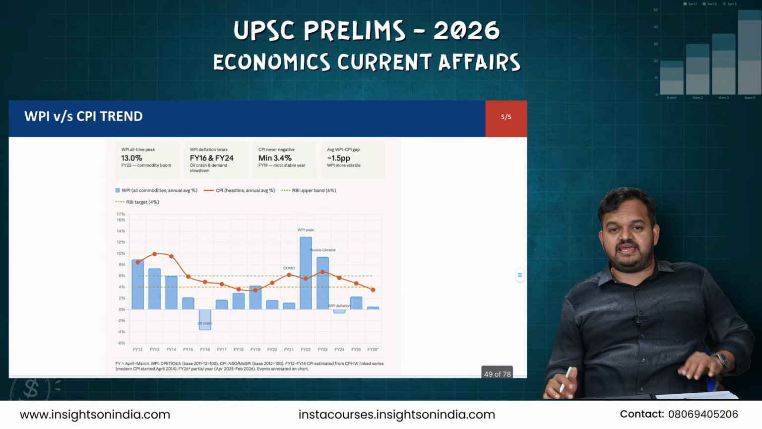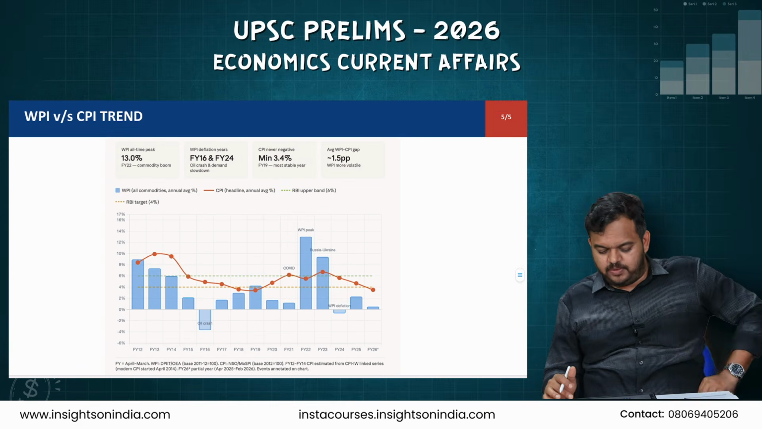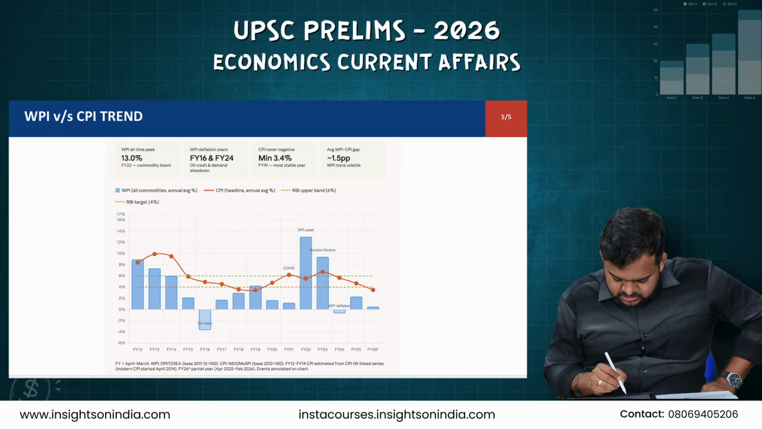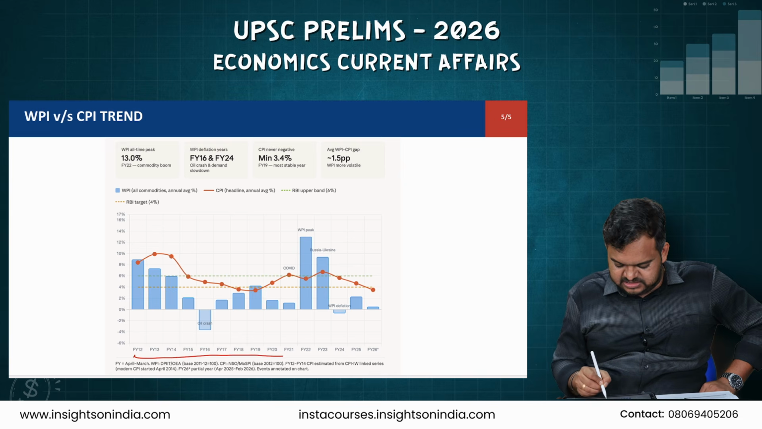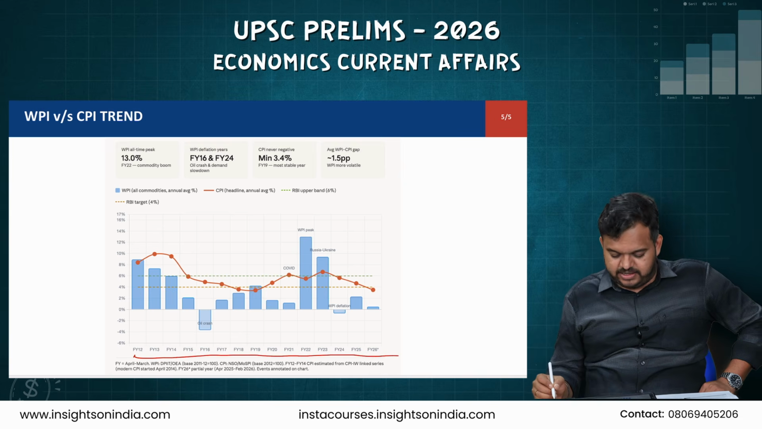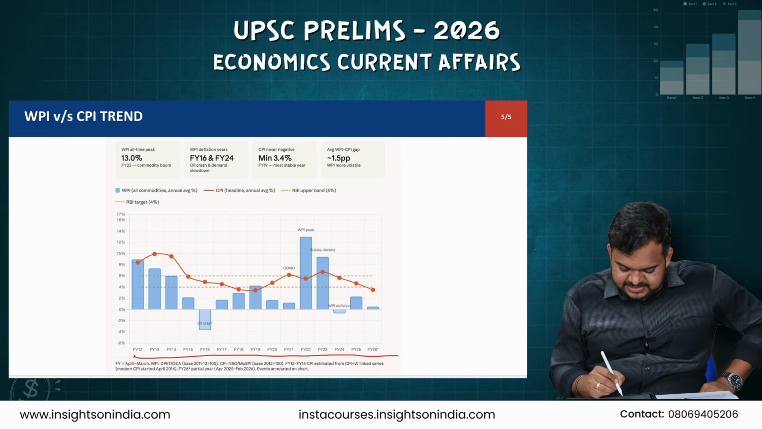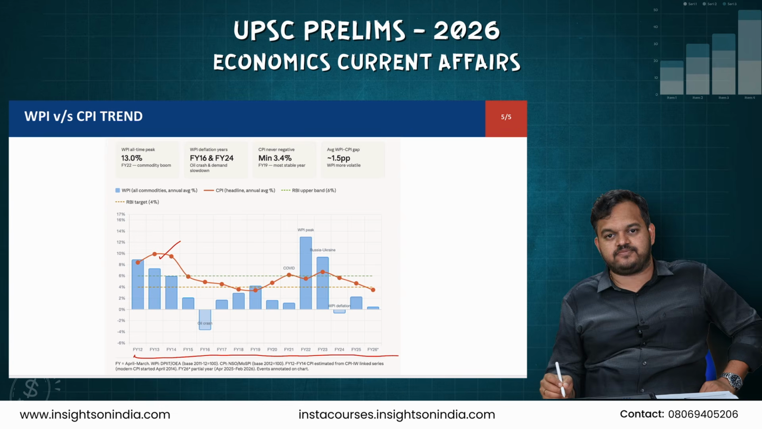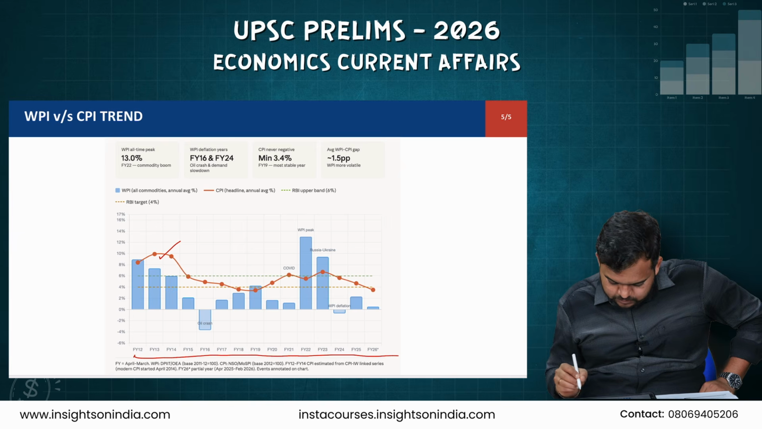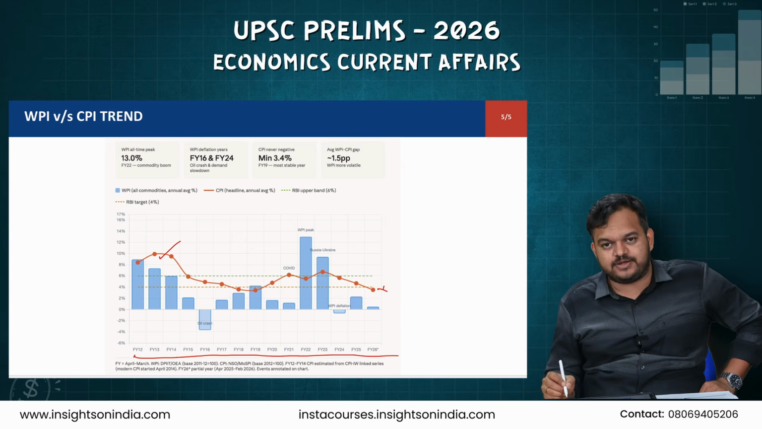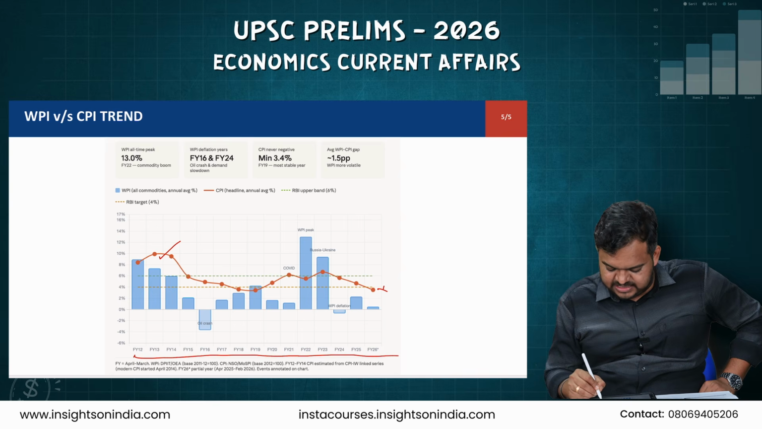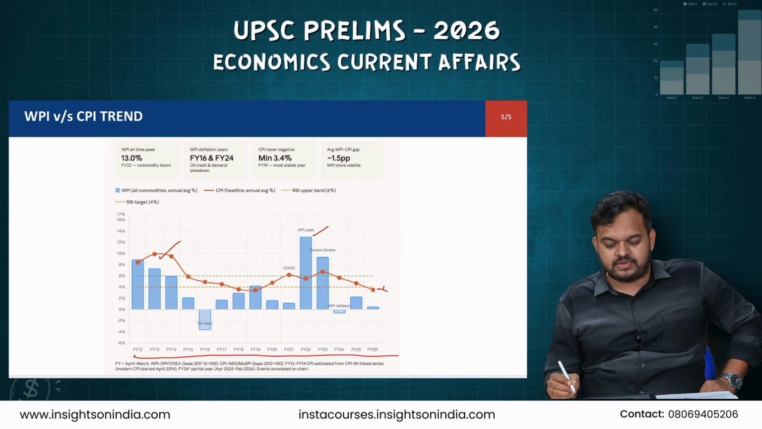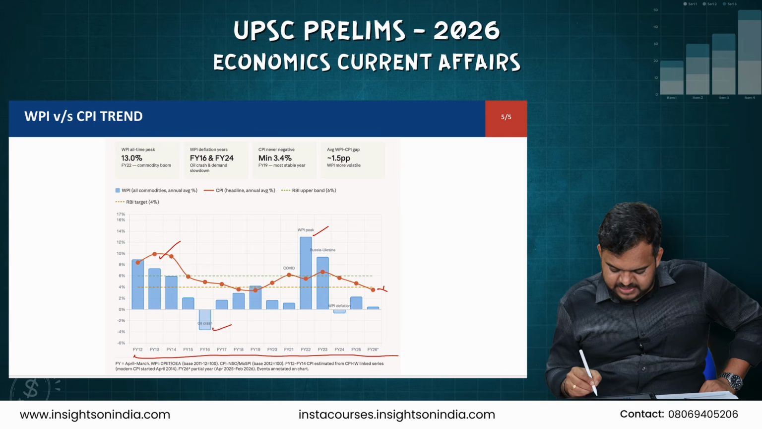Now, they may even ask the trend of WPI and CPI combined. So this orange line denotes CPI. I have taken the reference of last 10 years. Right. So if you talk about CPI, has it ever reached double digits? Yes, it has reached double digits. Has it been ever negative? No, CPI has not been ever negative. Has the WPI been into double digit area? Yes, it has been into double digit area. Has it been ever negative? Yes, it has been negative twice.